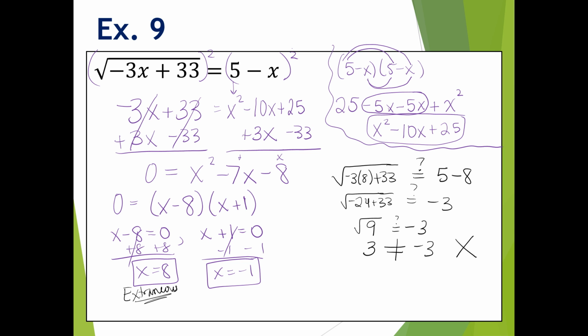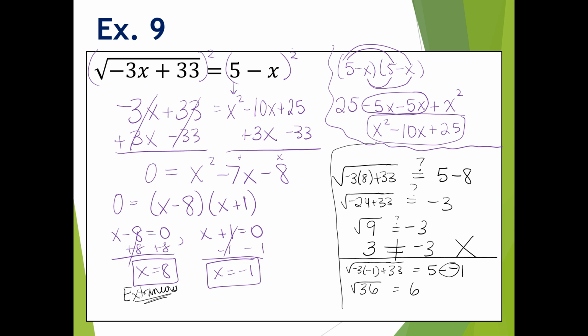Okay. Now let's try our 1 here. Hopefully we have room. So let's plug in a 1 here. So we have negative 3. Oh, sorry, it's a negative 1. Negative 3 times negative 1 plus 33 equals 5 minus negative 1. Okay, so negative 3 times negative 1 gives us positive 3. 3 plus 33 is 36. And then 5 minus negative 1. Remember, minus a negative gives us a plus.